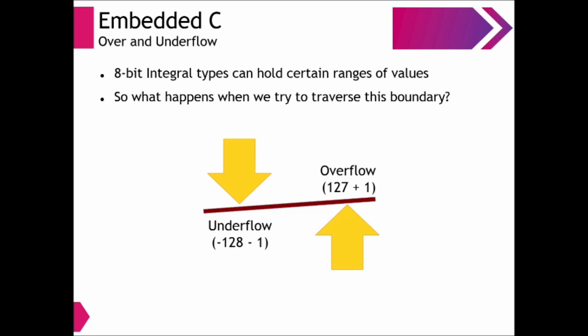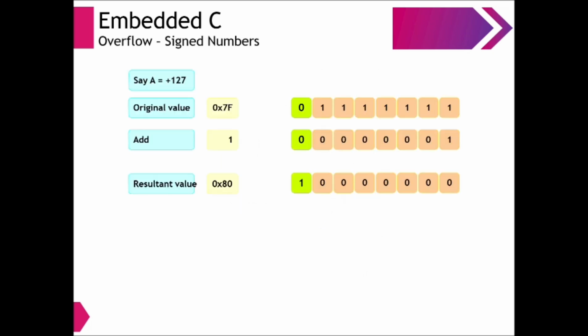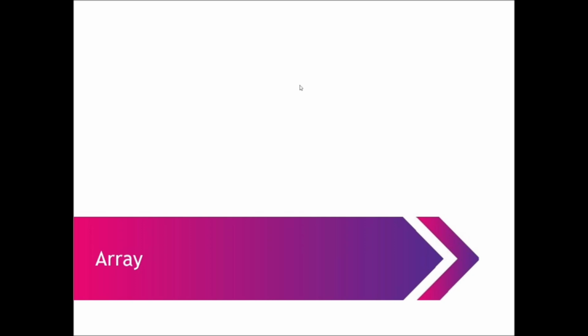And we go over to the embedded C program on overflow. Next we look at signed numbers, as we already saw, and there are unsigned numbers, which we have also already discussed. Next we move on to the topic of the array.